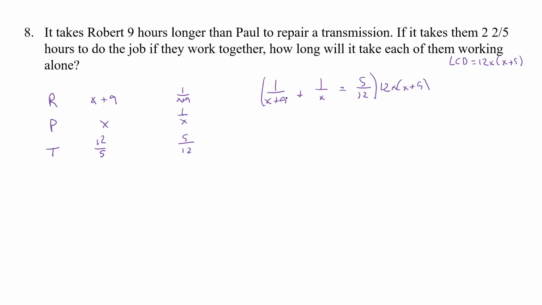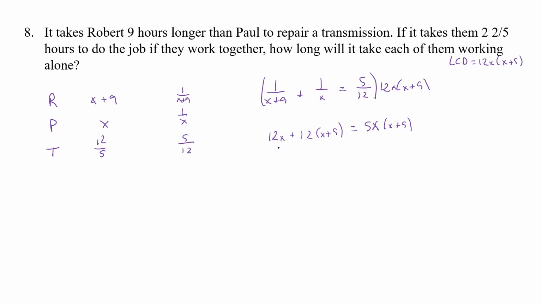Now we take that times the first term, the x plus 9's cancel, we have 12x. Now we take this times that, the x's cancel, so we have plus 12 times x plus 9. And then that equals, now the 12's cancel, so we have 5 times x plus 9. Okay, so don't forget we still have that 5 there, so that's a 5, then we have x times x plus 9.